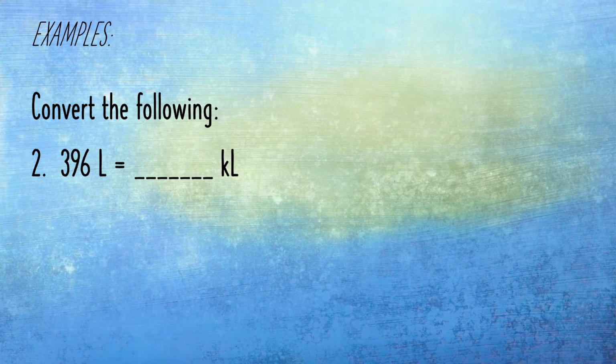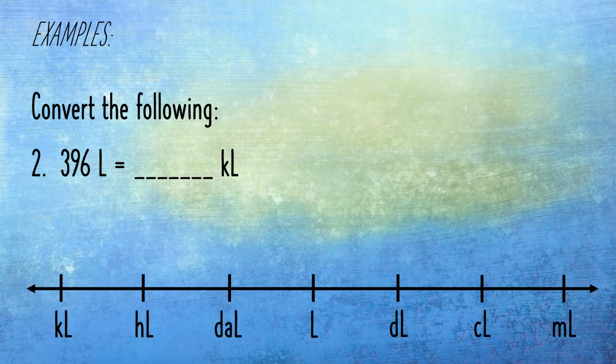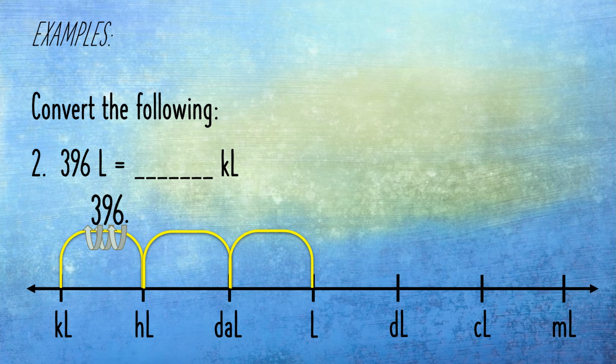Second example, 396 liters is how many in kiloliters? Again, let us use the metric system. Copy the given, 396. Palagi po siyang may point sa kanan. So, let us move going to the left, 1, 2, 3. So, i-move natin yung point ng 396 na nasa dulong kanan to the left in 3 units. 1, 2, 3. Therefore, 396 liters is equal to 0.396 kiloliters.